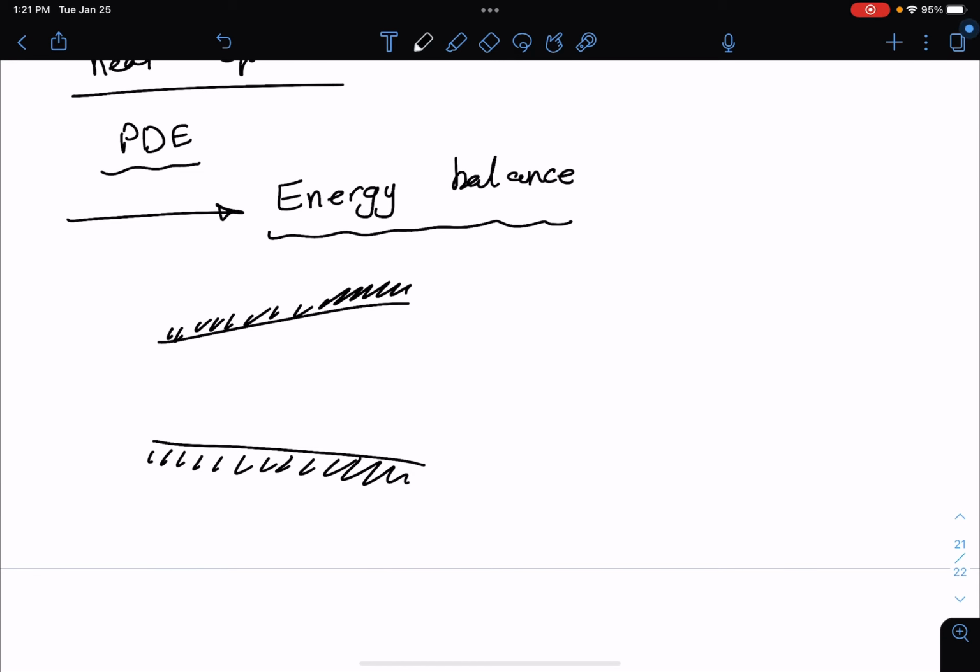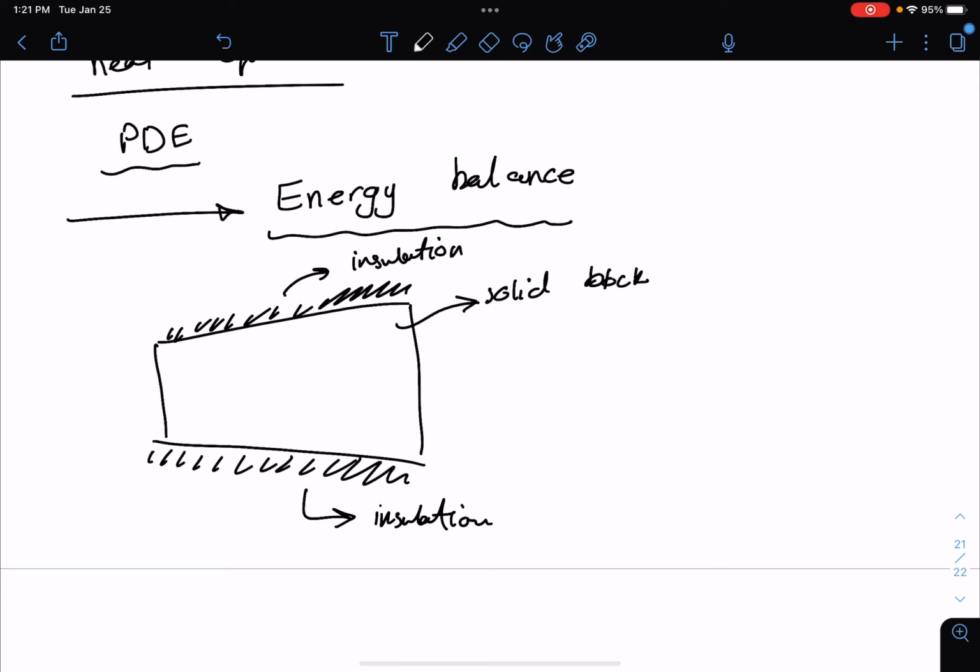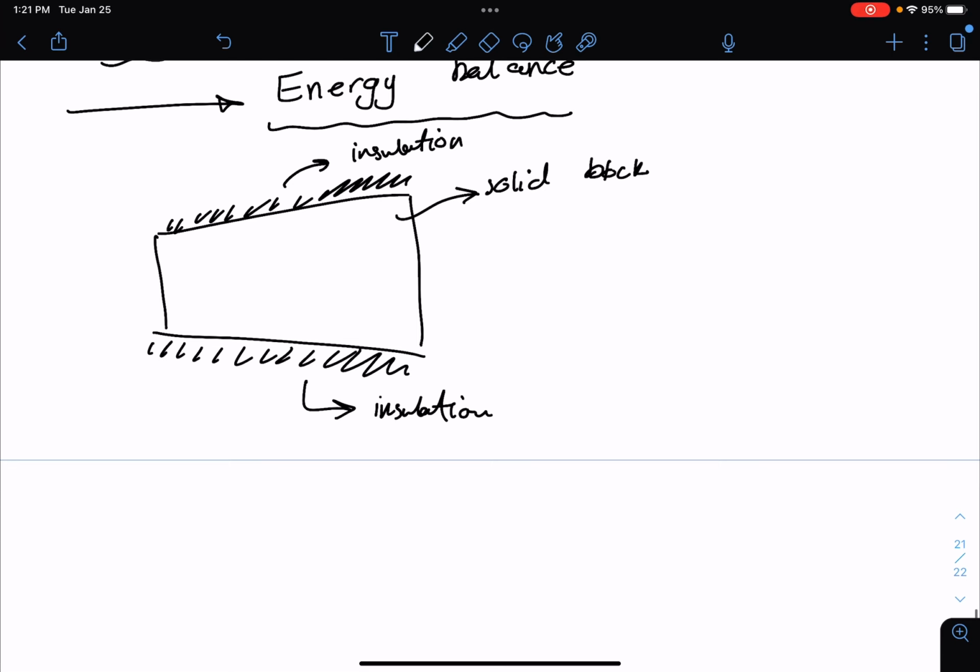We have a solid block with insulation at the top and the bottom. Okay. And we have a temperature difference, of course, from these two sides, which essentially means that we have heat energy moving from T1 to T2. So we have some sort of heat transfer happening here.